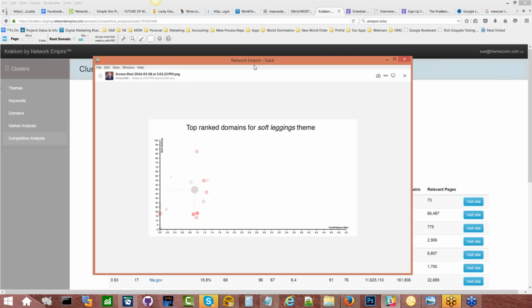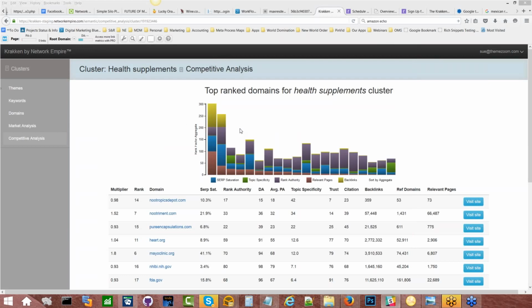Let me show you. This is the number of relevant pages on the website, and this is the topic specificity. If the topic specificity is 42, that means there's roughly twice as many pages. So there's roughly 150 pages on nootropicsdepot.com, and only half of them are actually relevant to one of these three themes, which is just stupid to me, but that's beside the point.